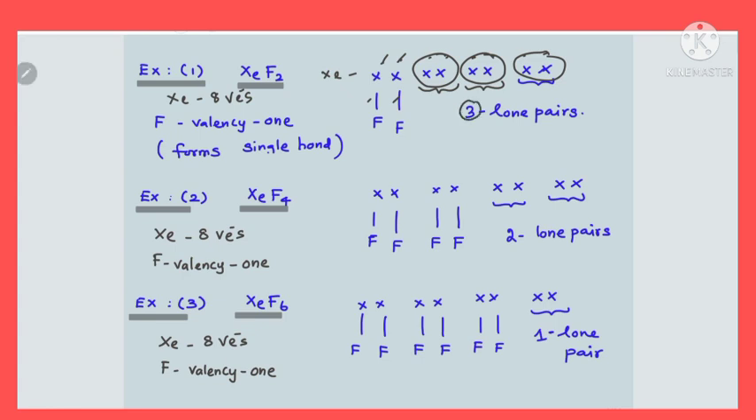The next example, xenon tetrafluoride, XeF4. This is the xenon configuration, 8 valence electrons, and 4 fluorine atoms. Fluorine makes bonds with xenon, so xenon uses only 4 electrons, these 4 electrons, for making bonds with fluorine. The remaining 4 electrons are not used in bonding. So in xenon tetrafluoride, there are 2 lone pairs. These are the 2 lone pairs.